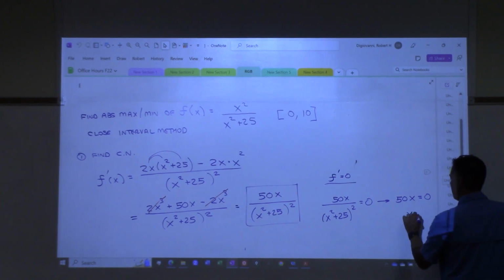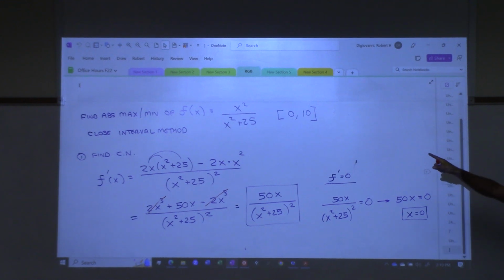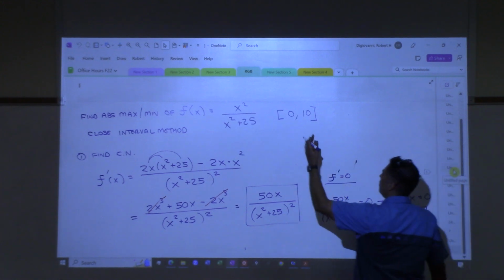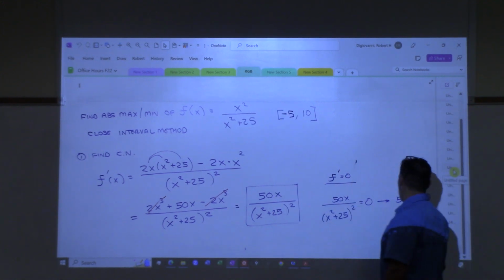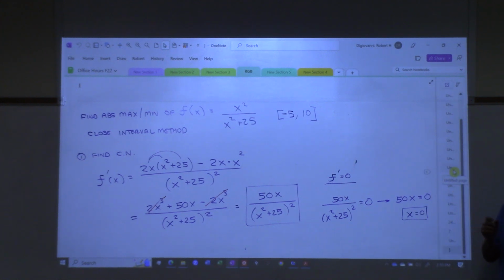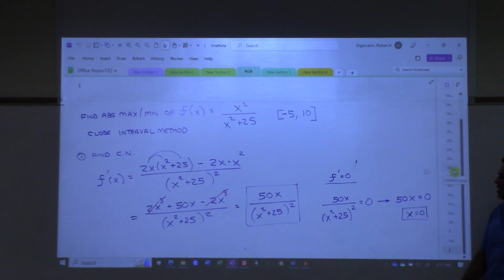Is 0 in our interval? Yes. Okay, you know what? This is fine, we could keep going. Can I change the interval just to make this a little more interesting? Let's change this right here to negative 5, just so that we have a critical number in the interval instead of at one of the endpoints. Everyone got that? Change that to negative 5 to 10. It doesn't change anything about the domain or anything we've done. It's just those 2 points we're going to plug in at the end.